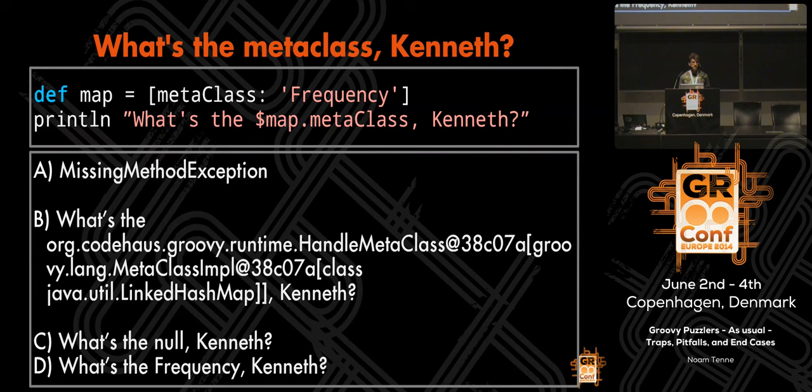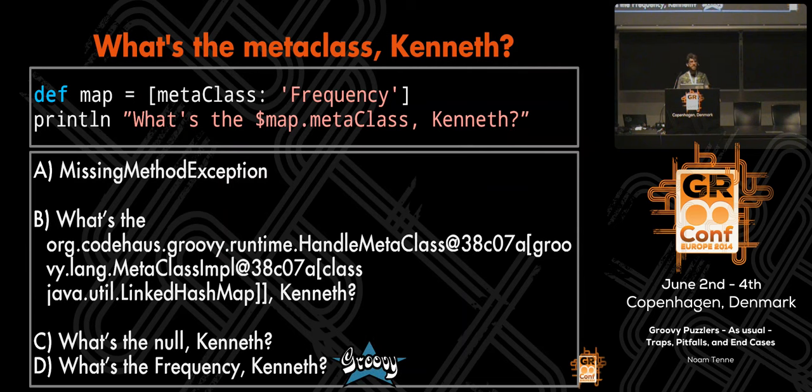So what do you say, guys? Who says a missing method? Hands up for missing method. None. Good. How about B? It'll actually print the identity of the map. Good. Okay, good. C, what's the null, Kenneth? Because we won't find the value at all. Pessimistic. How about D? What's the frequency? It'll work just fine. Oh, some people didn't raise their hands. Don't cheat. Even if you're guessing, just, you know, for me. Don't break my heart here.